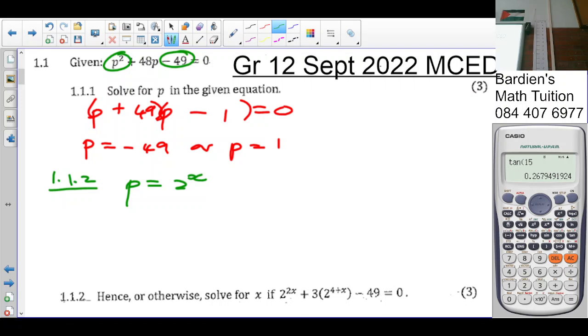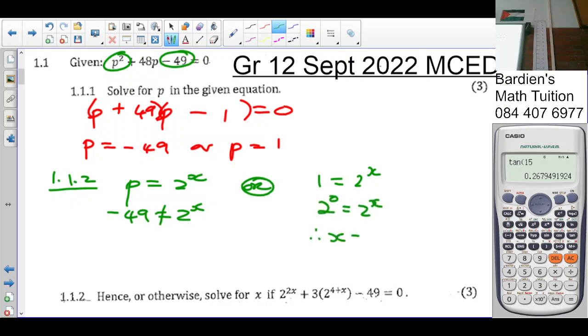But what is P? Negative 49. So negative 49 is equal to 2 to the x, or 1 is equal to 2 to the x. Now, there's no way I can write negative 49 as a base of 2. Not so? So there is no solution on that one. However, 2 to the 0 is equal to 2 to the x. Therefore, x is equal to 0. Okay.